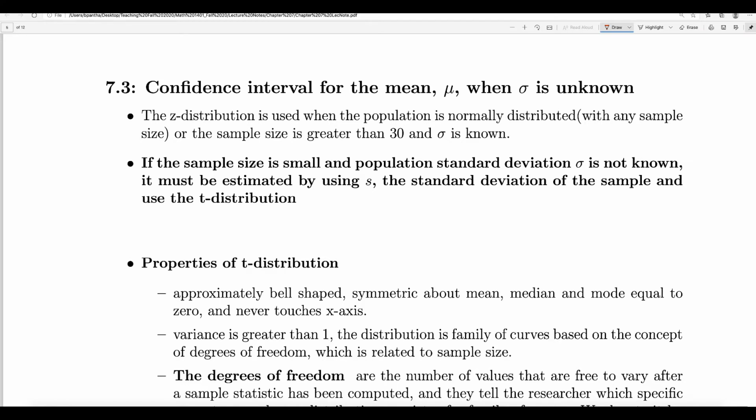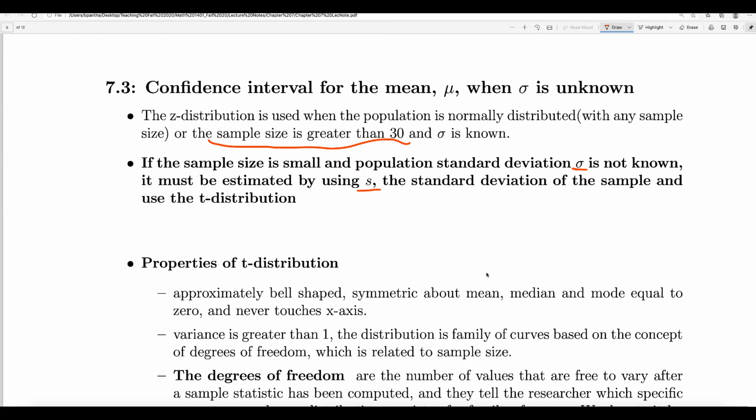We don't use inverse norm, and we don't use z alpha half. We rather use inverse t in the calculator, and we use t alpha half. Instead of the z distribution, we use the t distribution. If the sample size is greater than 30, then the z distribution and the t distribution are almost the same. But if the sample size is small, and the population standard deviation sigma is not given, then we should estimate it using the sample standard deviation. Instead of sigma, we'll be using s, and then use the t distribution.